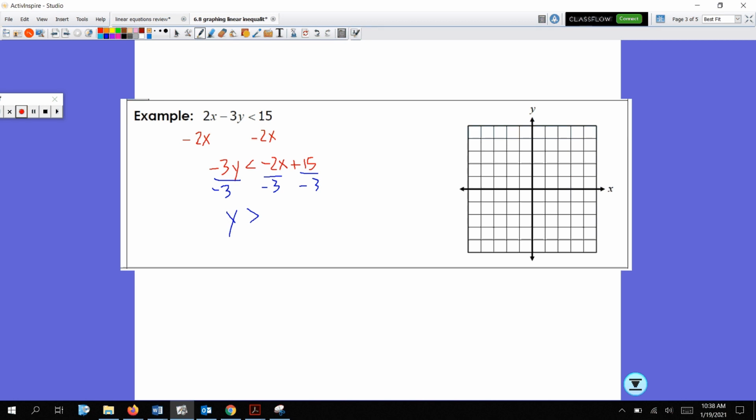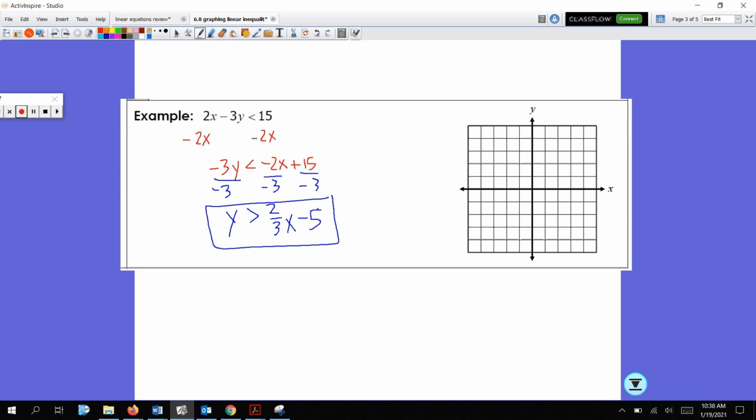So -2. So keep your slope as a fraction. You just always want to reduce it, but you don't want a decimal, okay? So now we have y is greater than 2/3 x, and 15 divided by -3 is -5. That's my inequality. I'm ready to start graphing this.